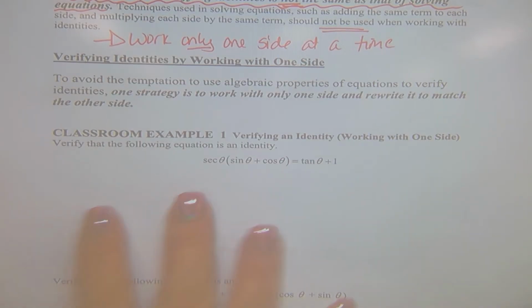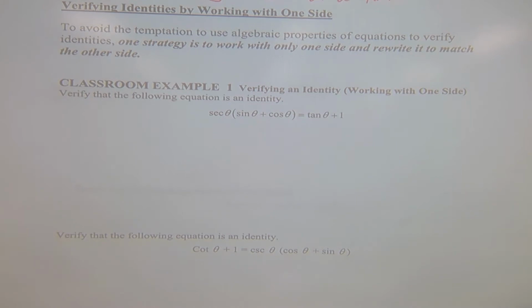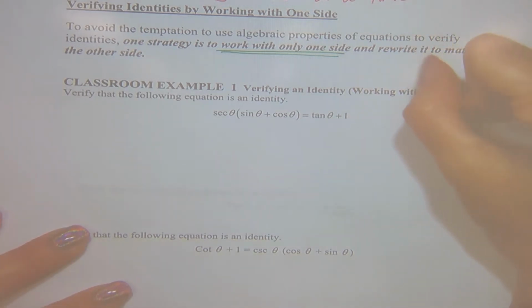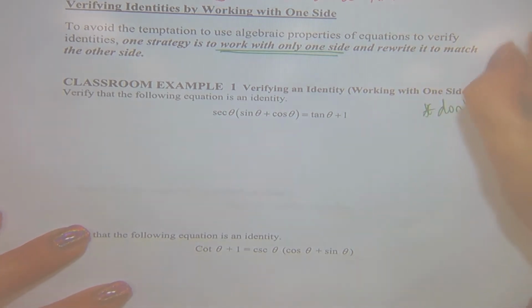All right, verifying identities by working on one side. To avoid the temptation to use algebraic properties of equations to verify identities, one strategy is to work with only one side. Now, this doesn't always work. You can't always work down one side and make it match the other. A lot of the time it works. Sometimes you have to simplify one side till you get to a point where you're stuck, and then you go work on the other side to see if you can make it match. Just a reminder, don't drop the argument.